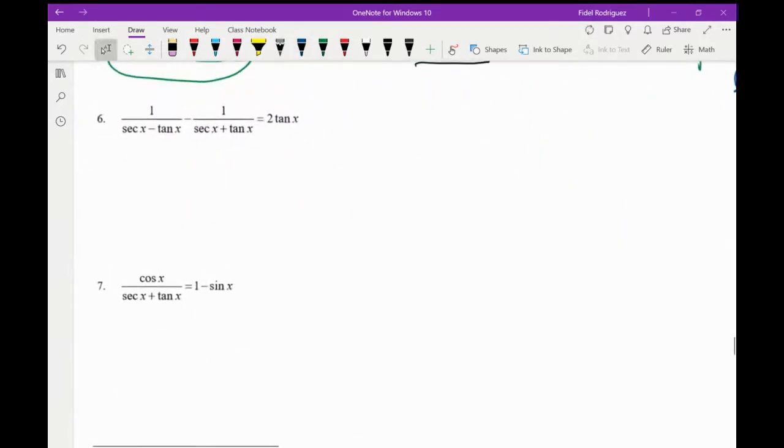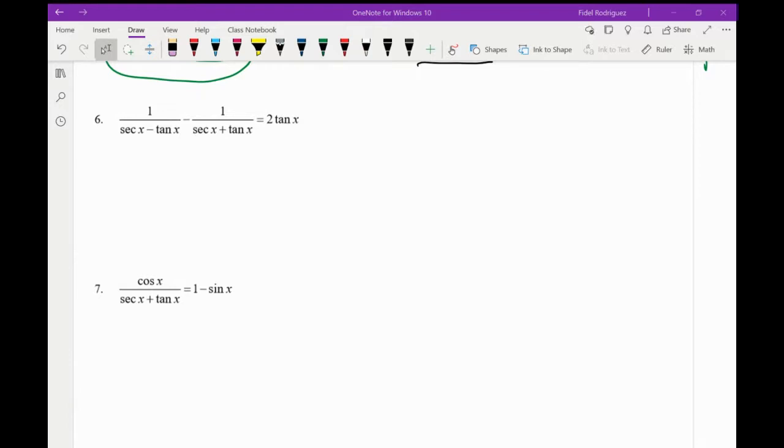So, guys, let's take a look at the next problem that we have here. And look what we have. We have 1 over the secant minus tangent minus 1 over the secant plus tangent equals 2 tangent of x. Now, remember what we're supposed to do. We're supposed to work with the more complicated side. So which side is more complicated, the left or the right? The left. The left's more complicated, right? The right is this 2 tangent of x. So I'm going to pull up one more thing so that you guys can see what it is I was referring to. And let me see.